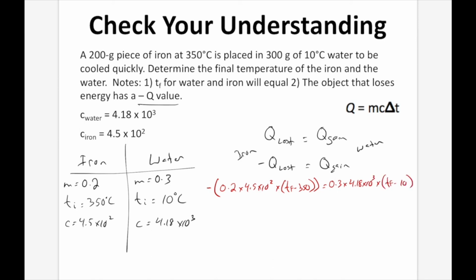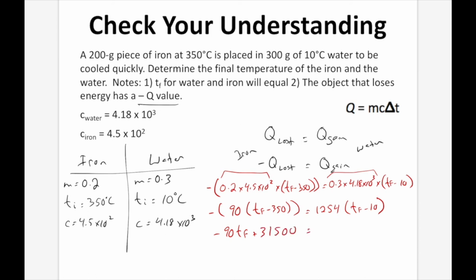Now we're going to expand them out and simplify as much as we can. So what is 0.2 times 4.5 times 10 to the 2? We're just going to tackle that part there. So we'll leave the negative on the outside, and we're left with 90 times Tf minus 350 equals, now we're going to say 0.3 times 4.18 times 10 to the 3 equals 1254 times Tf minus 10. So on the left-hand side, we're going to have minus 90 Tf plus 90 times 350, 31500, equals 1254 Tf minus 12540, because we're just expanding the brackets out.